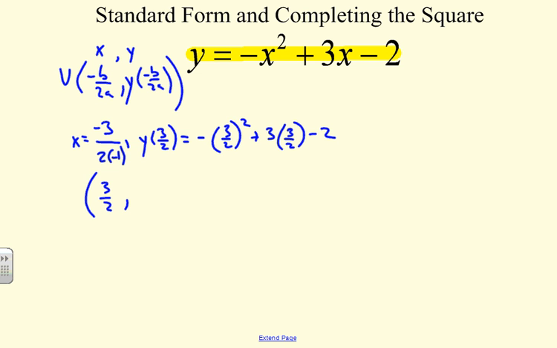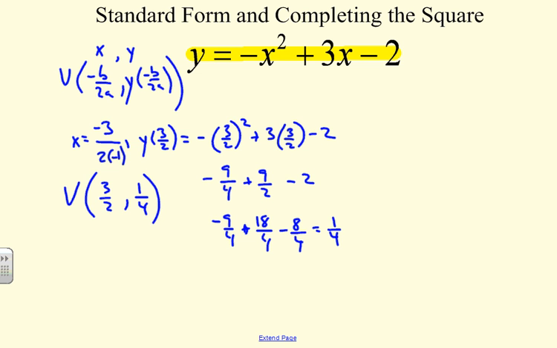We can simplify this, and what we have then is negative 9/4, plus 9 halves, minus 2. Get a common denominator. We're going to get negative 9/4 plus 18/4, then negative 8/4. For our final answer, it appears to be 1/4. I think that's right. 1/4 is going to be our y value. So we have a y value of 1/4, and that's how we can find the vertex.